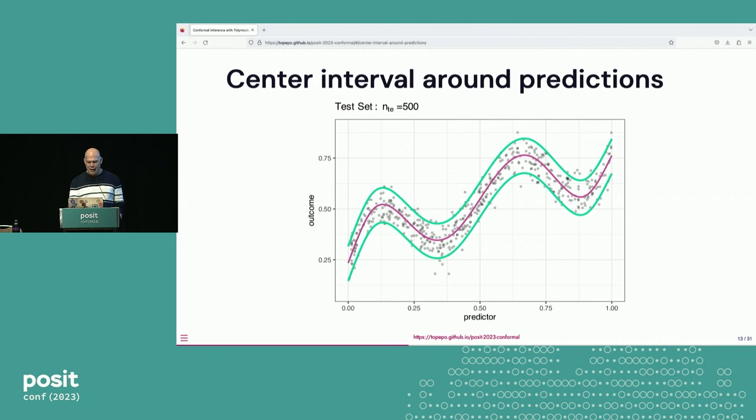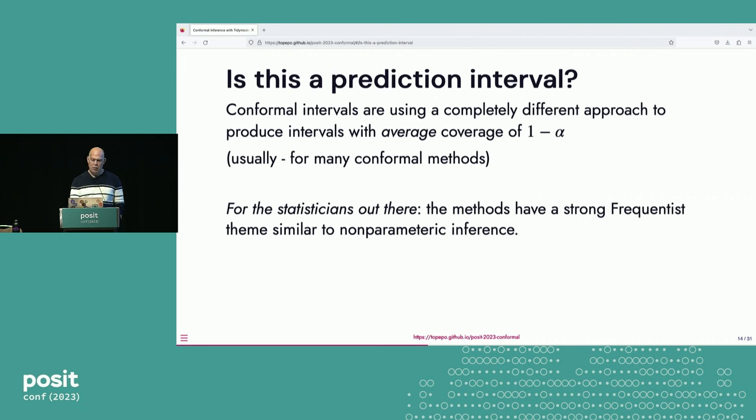So this is a consistent width band around the predicted values in here, and I guess we're calling that purple. You can see some of the data points don't fall inside the band, but mostly they do. And this is basically something akin to a prediction interval. It's just going about it in a completely different way.